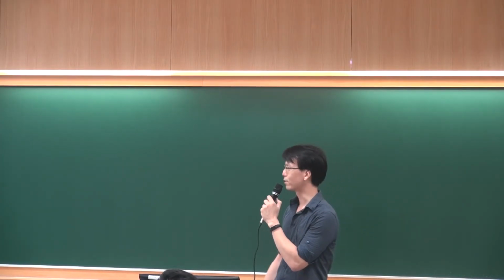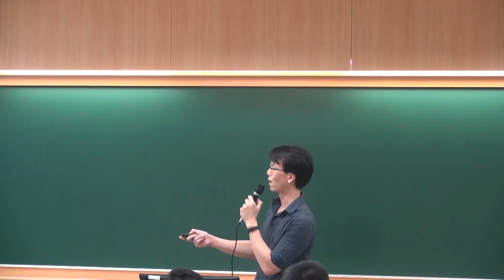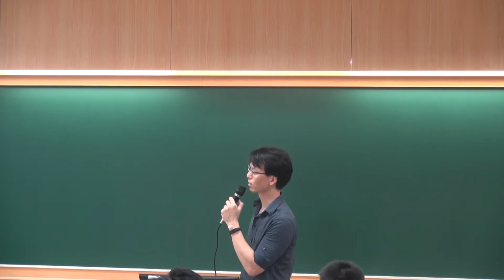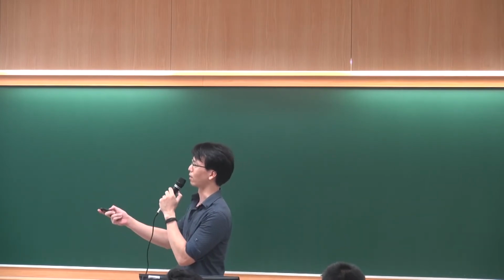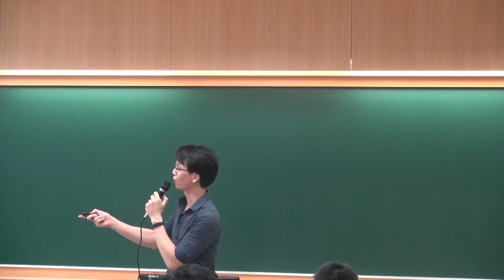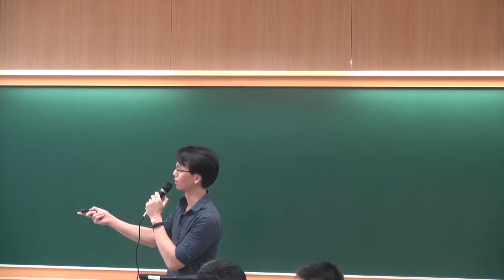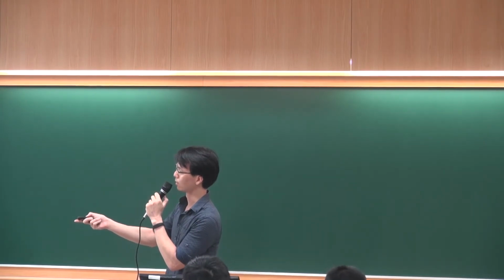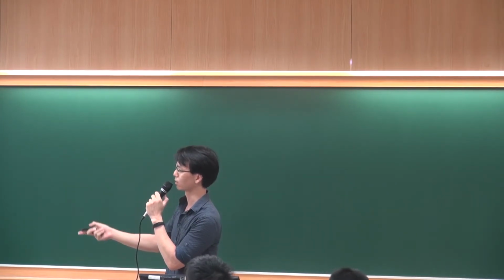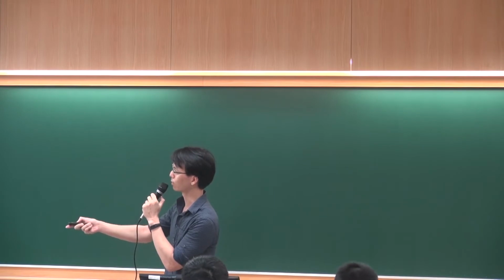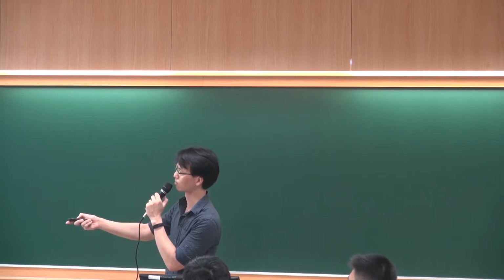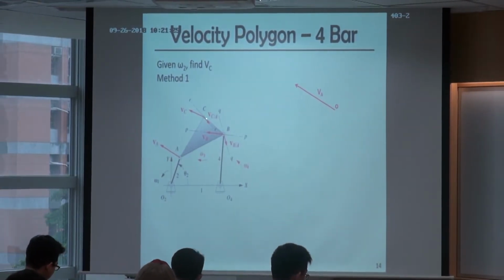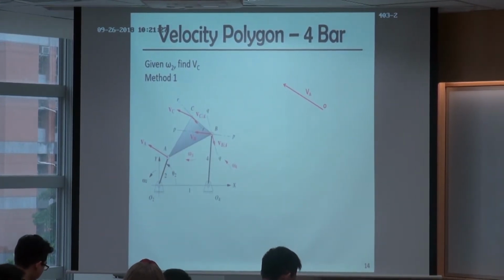Okay, so last week we worked on this 4-bar mechanism. We tried to perform the velocity analysis. If you still remember, we tried to find the velocity of point C. The angular velocity of the input link is given, so we know omega 2, the angular velocity of bar 2, and we try to find the velocity of point C.